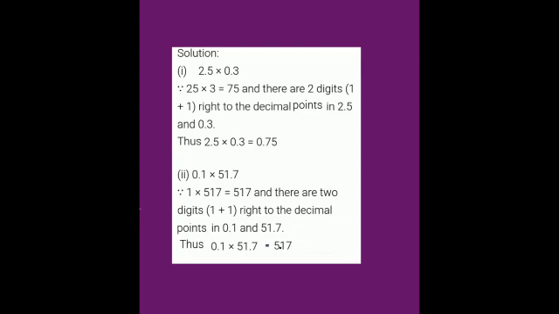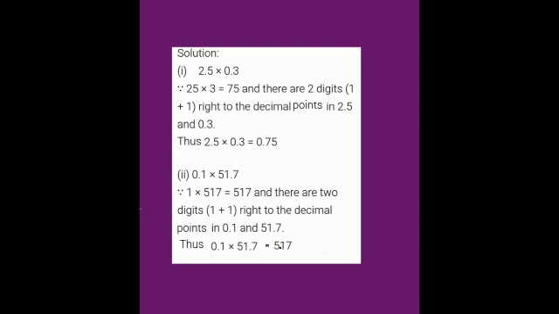Since there are totally two digits right to the decimal point in 2.5 and 0.3, which means in 2.5 there is one digit right to the decimal point, and in 0.3 also there is one digit right to the decimal point. So totally we are having two digits right to the decimal point. So that our answer also should consist of two digits right to the decimal point. Thus 2.5 into 0.3 is equal to 0.75.